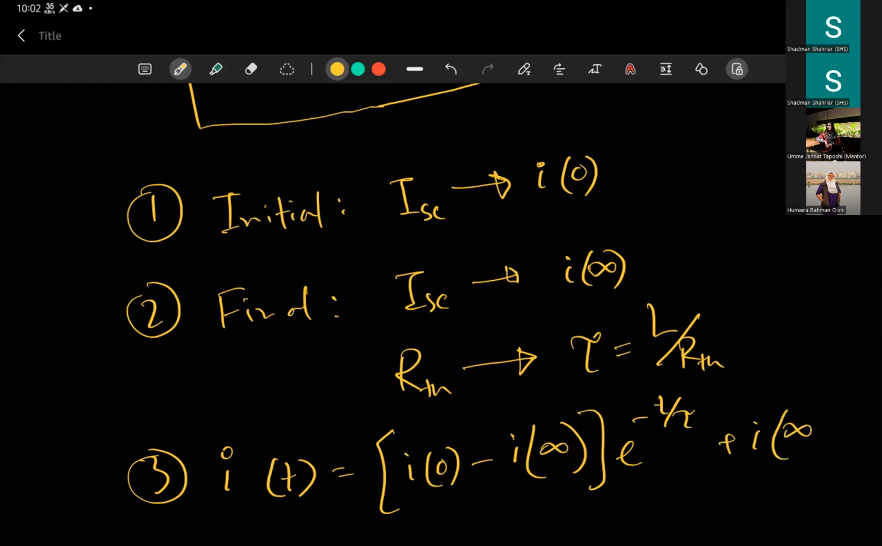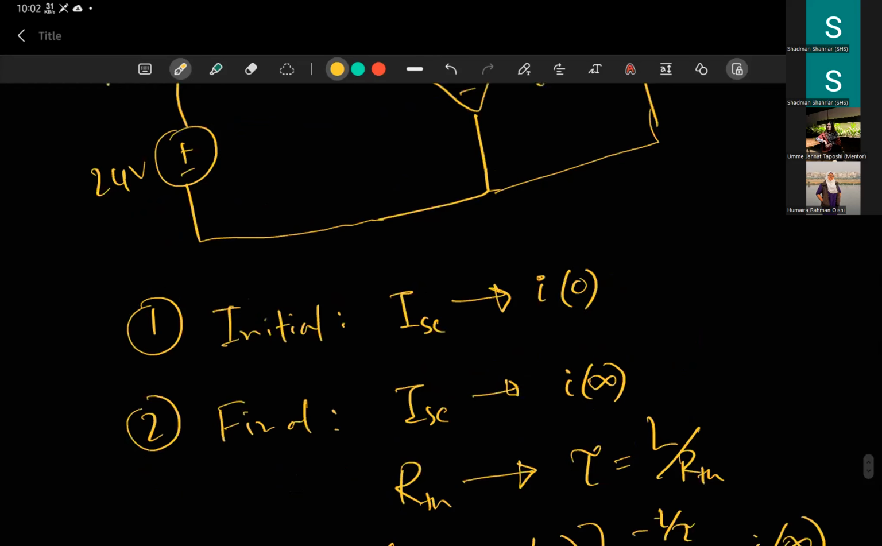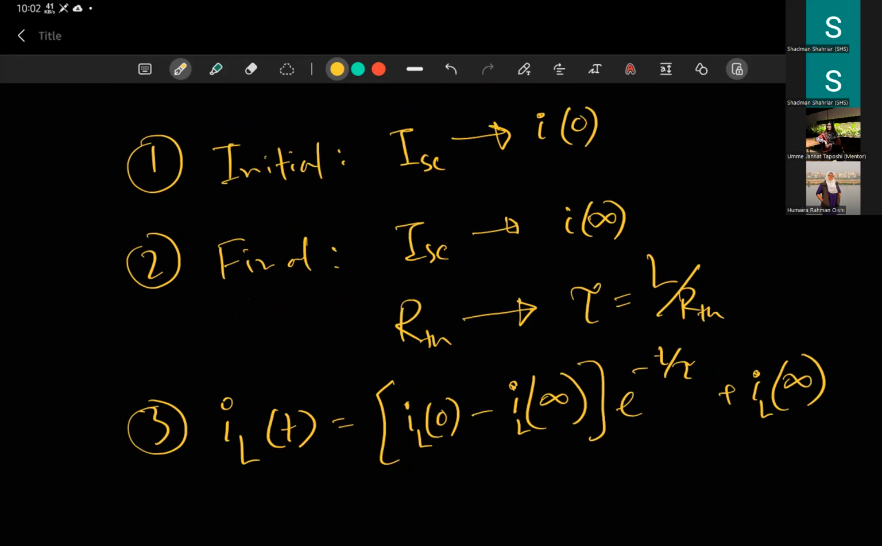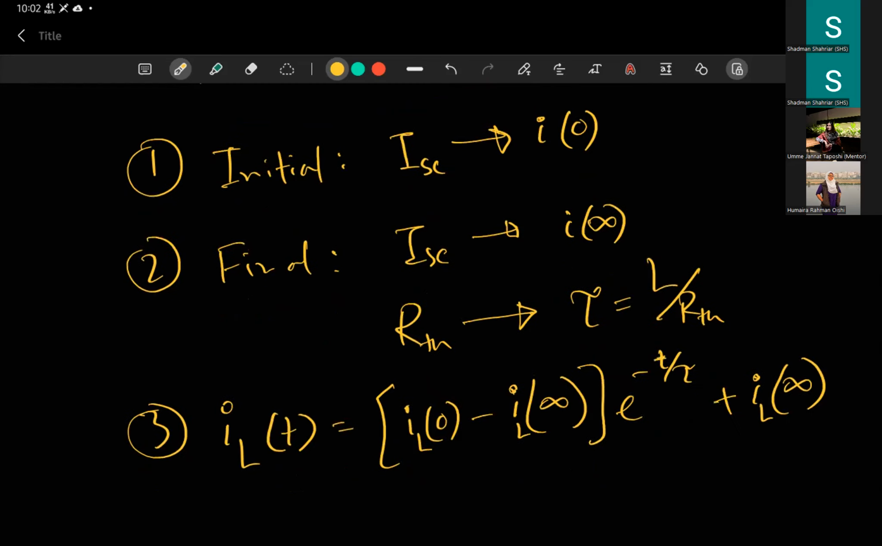Since this current is named IL, I'm just going to write it as IL instead of I. The equation of current is basically initial minus final times e to the power minus t by tau, plus the final current. Okay, so for this initial circuit, what we have to do is find the short circuit current. Can you tell me how to find the short circuit current?